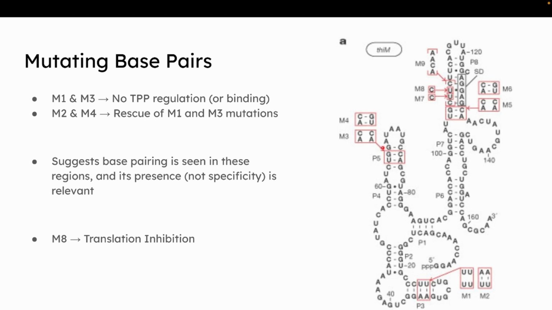You can see that over here, there is a G bound to a C, which is great, and a U bound to an A, which is also great. But with M3, we basically blow up that binding, right? And we see that once you make those mutations and you break these double strand bonds, you actually don't get TPP regulation anymore. Doesn't matter if you add TPP or if you don't add it, there is no regulatory effect.